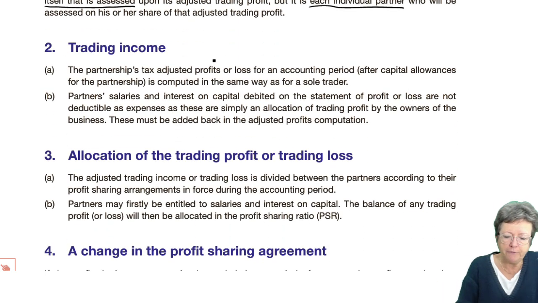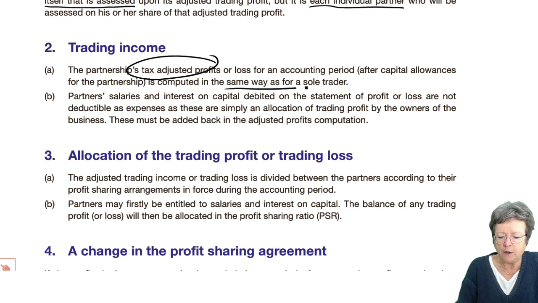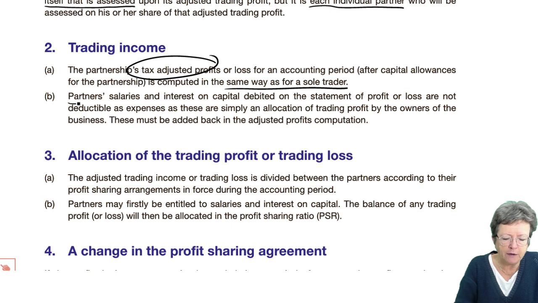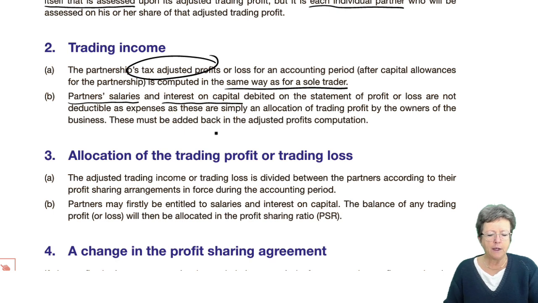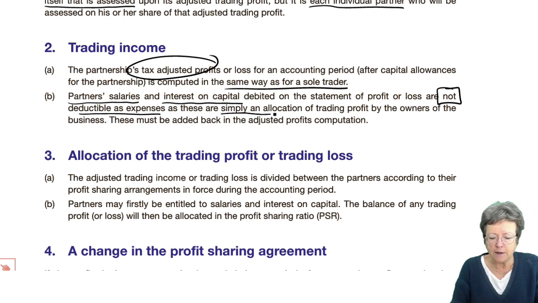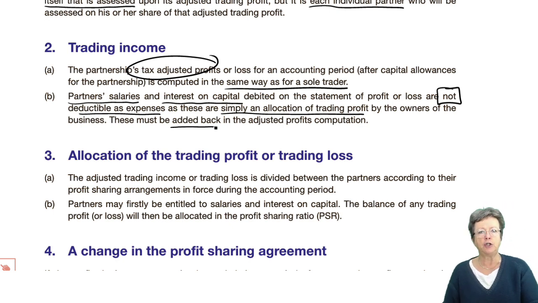So the adjusted profits are exactly the same as a sole trader. The one thing you need to look out for are partners' salaries and interest on capital. Okay, they are not, I repeat, not expenses, because they are simply what's known as the allocation of the profits, and they need to be added back. So if you're doing a partnership account and you're adjusting their profits and you see those two details, either interest on capital or salaries, then you need to add them back in your adjustments.